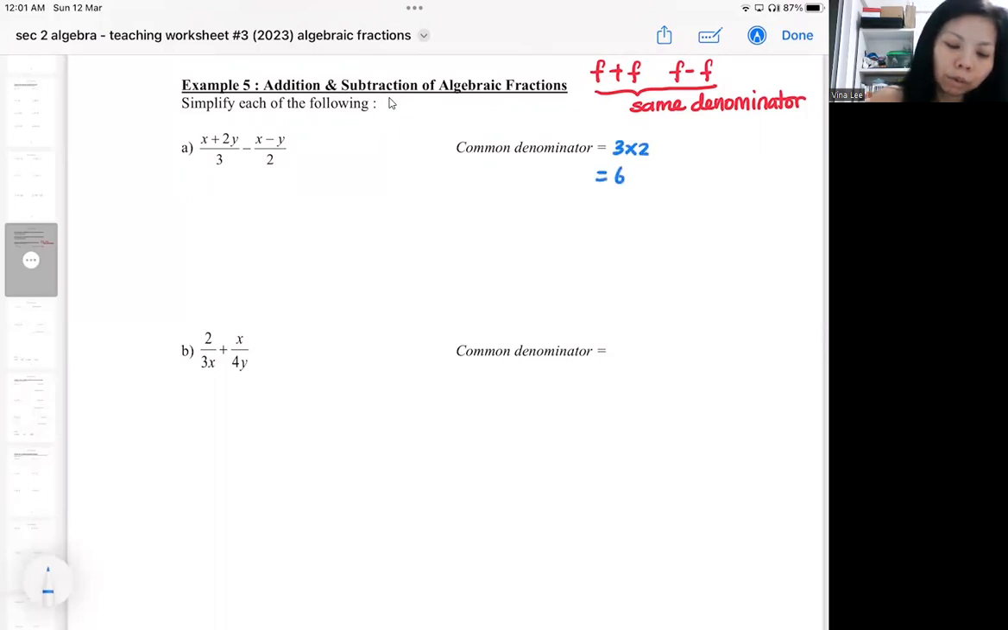So what will you do? You will multiply by 2, top and bottom, and multiply by 3, top and bottom. But when you were doing it in set 1, I mentioned that you must remember to put a bracket. So last year when you were doing it, you must remember to put a bracket.